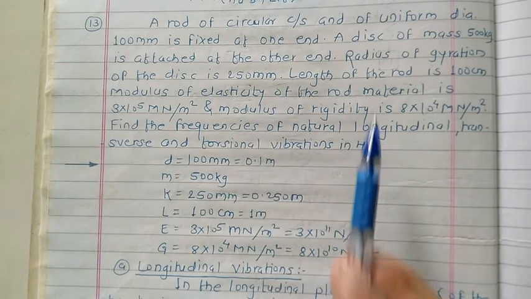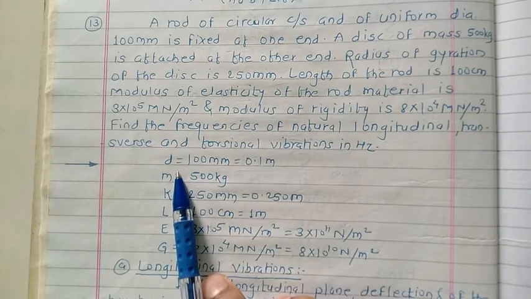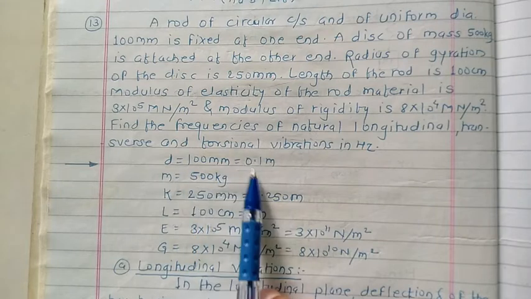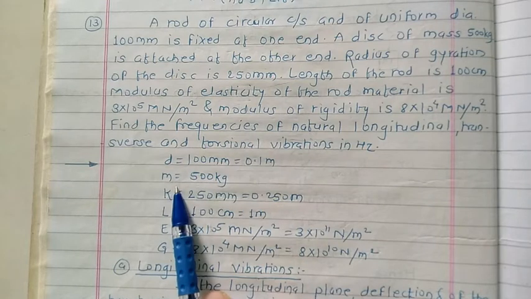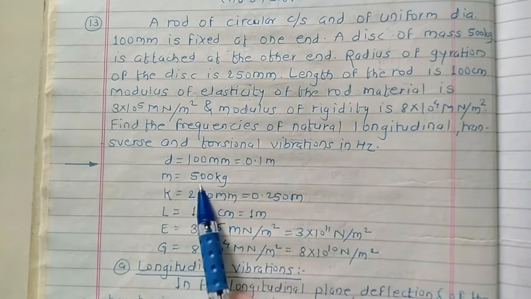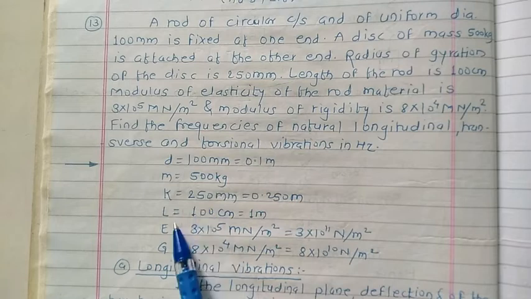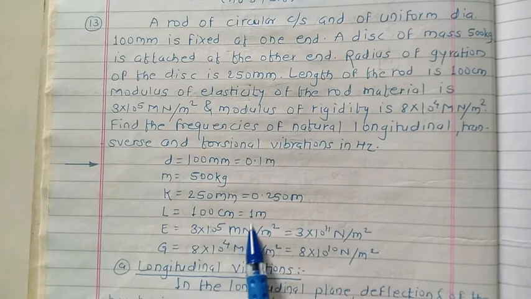Now if you go through this problem carefully, the diameter of the circular rod is given as 100 mm. Okay, convert this into meter. Then the mass of the disc attached at the other end is given as 500 kilogram. Then radius of gyration 250 is given. Then length of the rod is given as 100 centimeter. Okay, convert everything into meter.